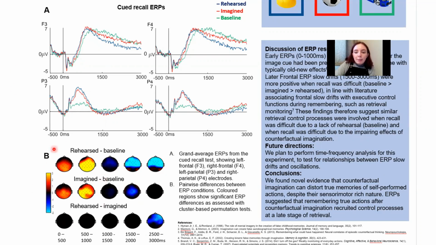In the first second of the epoch, we saw a positivity related to the familiarity of the rehearsed and the imagined conditions relative to the less familiar baseline condition. In the later part of the epoch, we identified frontal ERP slow drifts, which are typically associated with cognitive control mechanisms. These slow drifts appeared to be earliest and largest for the baseline condition, but are also visible in the imagination condition. Therefore, we suggest that ERP effects are associated with task difficulty. In the baseline condition, this difficulty was due to the fact that the actions hadn't been rehearsed since the encoding phase, whilst in the imagination condition, this difficulty was due to a competing memory.